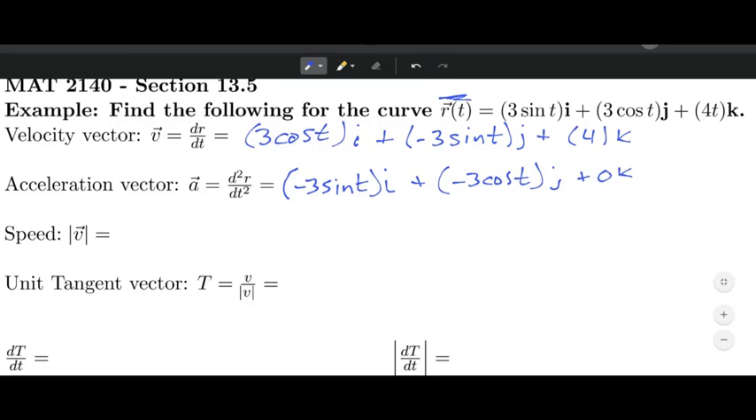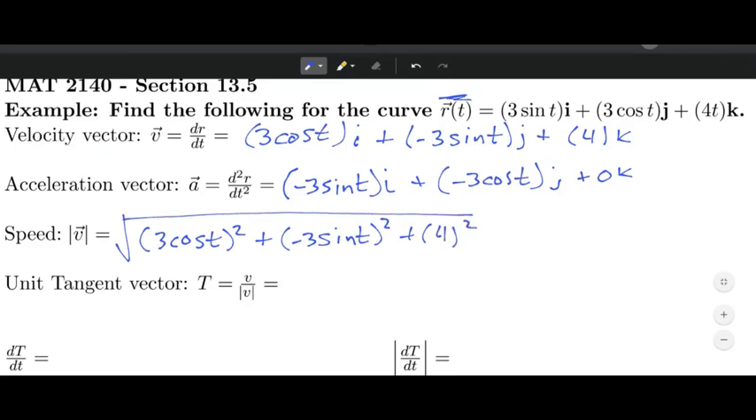Next is the speed, which is the magnitude of the velocity. Let's calculate this magnitude: the square root of (3 cosine t) squared plus (negative 3 sine t) squared plus 4 squared. If you simplify, this is 9 because of the 3 squared, times cosine squared plus sine squared, which by the Pythagorean identity is just 1. Then you have that 4 in the back, so plus 16. This becomes the square root of 25, which is 5. And so that's our speed.